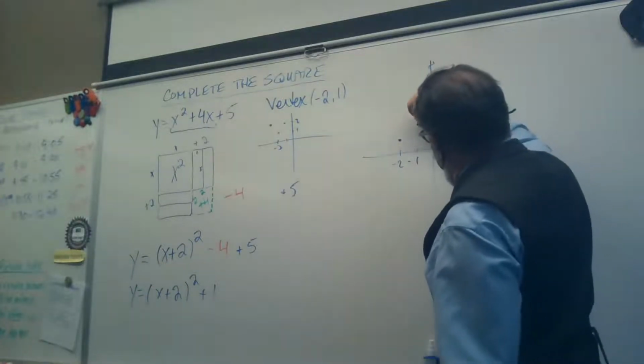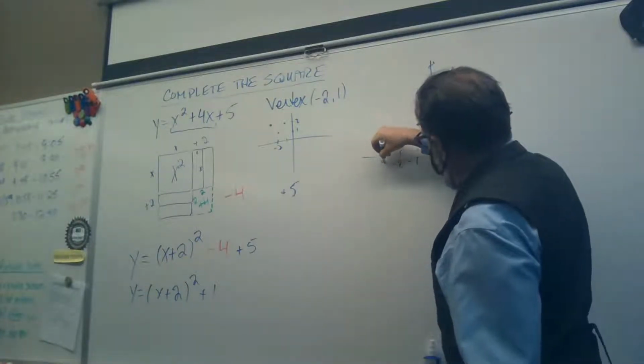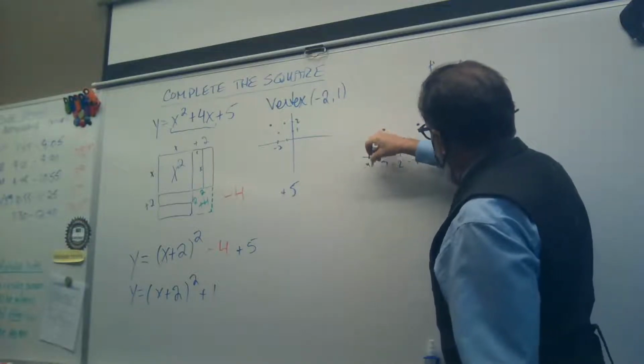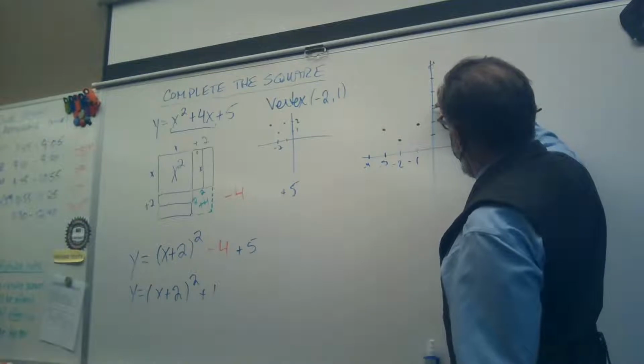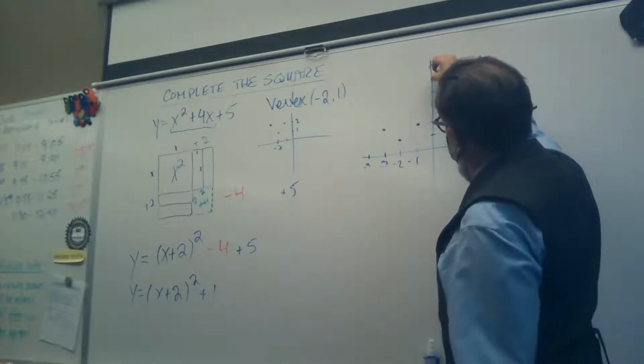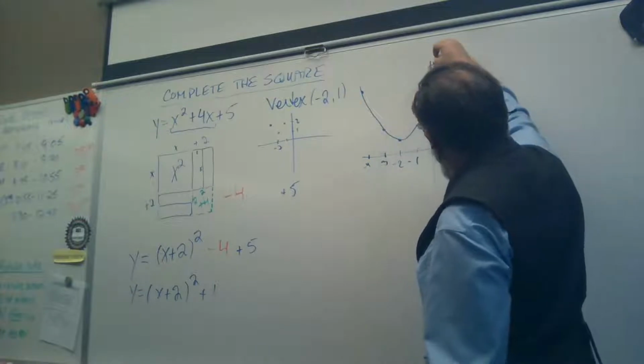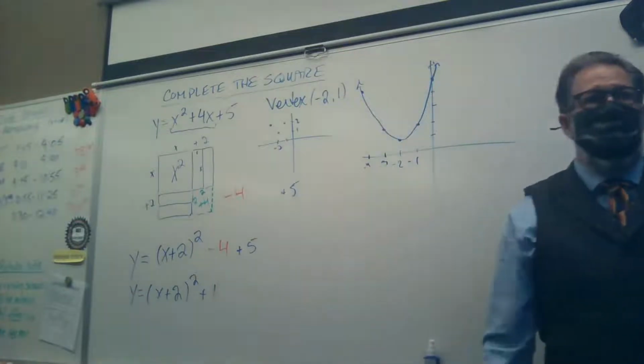I go up 1, and symmetry says I go up 1 on the other side as well. And then I go up 4. So that's 1, 2, 3, 4. And symmetry says I do that on the other side as well. And boom, there's my quadratic.